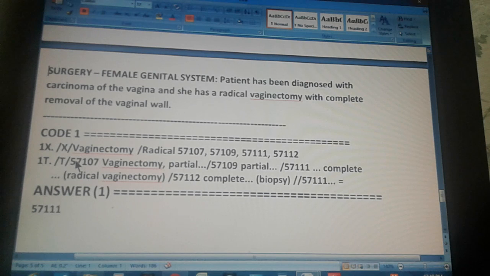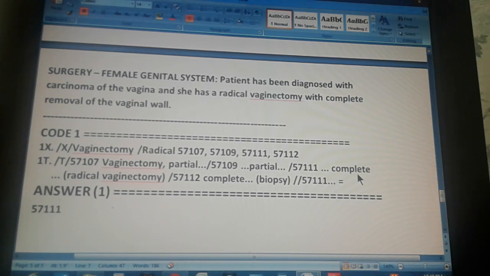Okay, now we're going to check all these codes, and we're going to see which one is closest to our text, okay? So the code is found through the tabular like this. First, you go to the tabular. Then you go to your first code, 57107. All right, the first one in your list from the index. Now, what is the word that eliminates this one? Partial. This is a partial vaginectomy. We don't want partial. We want complete. So, out it goes. Yes. The next one is 57109. And it's also? Partial. It's also partial. So, out it goes.